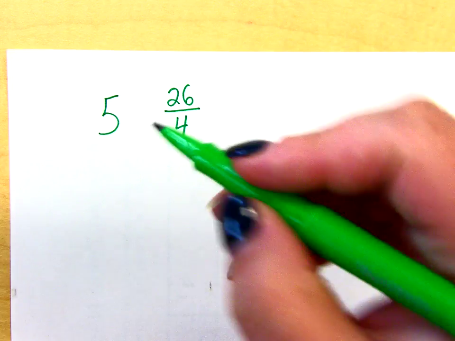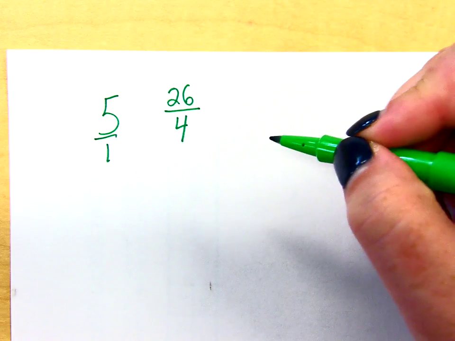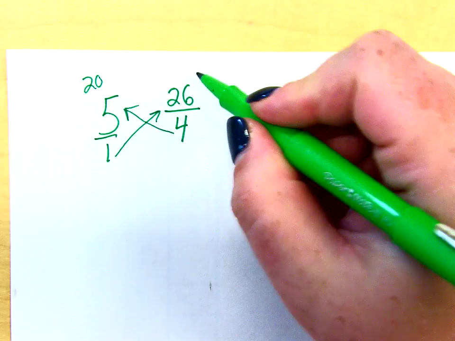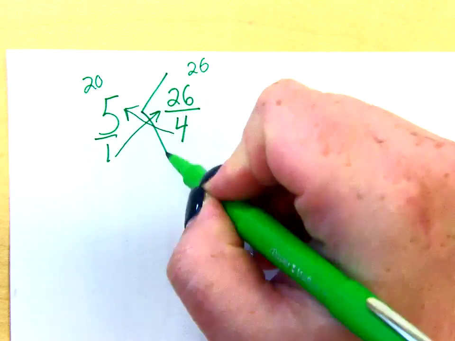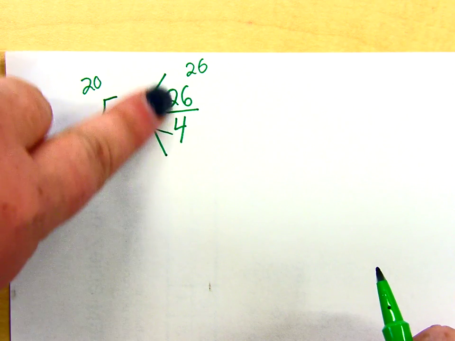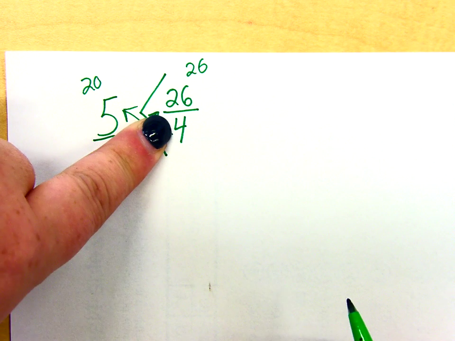So again, if you want, you can turn 5 into a fraction and then do the same thing. 5 times 4 is 20. 1 times 26 is 26. So yes, 26 fourths is bigger. Sam? That was a good trick. You could also do 5 multiplied by 4 if it's smaller than the integer. You could also change this improper fraction to a mixed number.